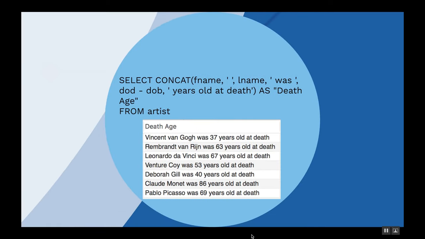Functions can also be a part of the select clause. Here is an example of a function called concat that takes groups of strings, and in this case a calculation, and joins them together. There are many different types of functions, and we'll learn about these functions in a different lesson. But the point here is that functions can be used in the select statement.